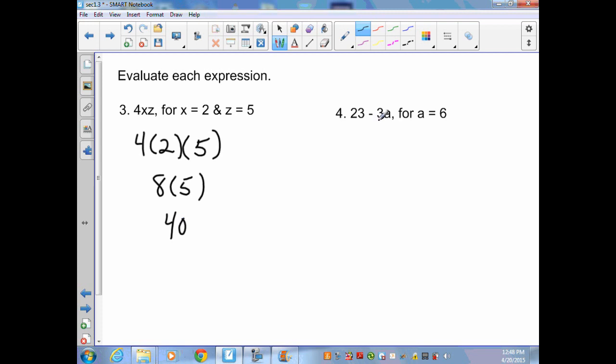Next, I have 23 minus 3a. 23 minus 3 times a, where a is 6. 23 minus 3 times 6, which is 18, using order of operations. 23 minus 18 is 5.